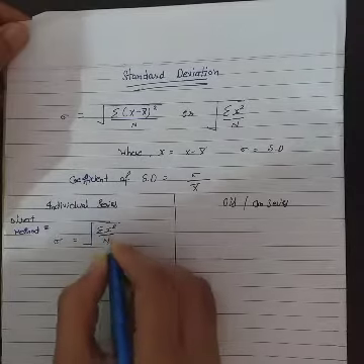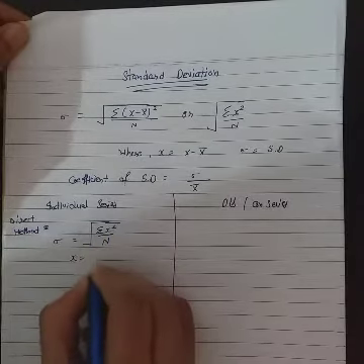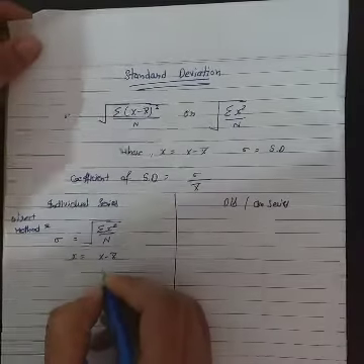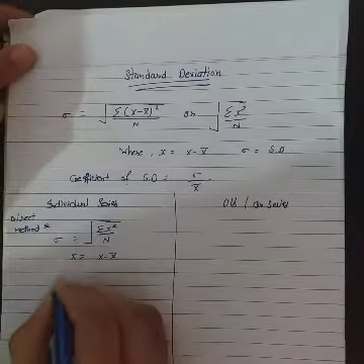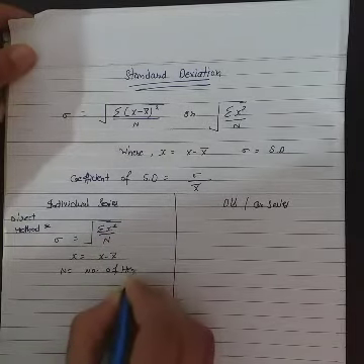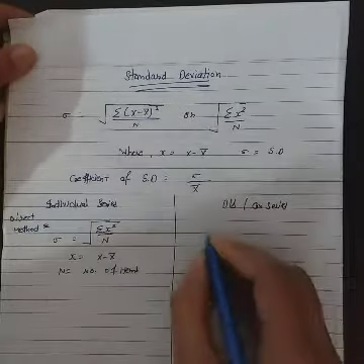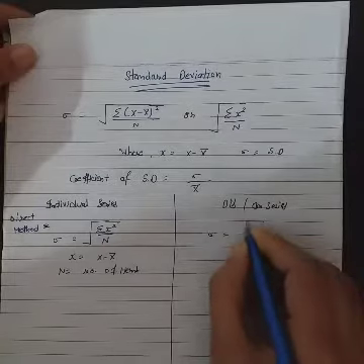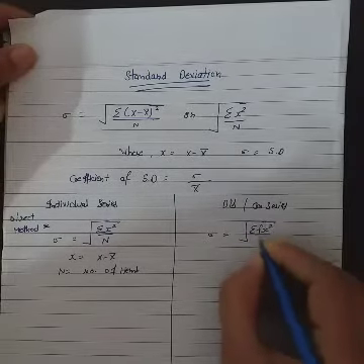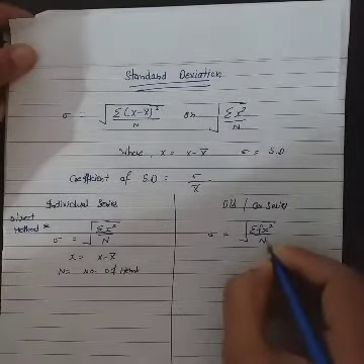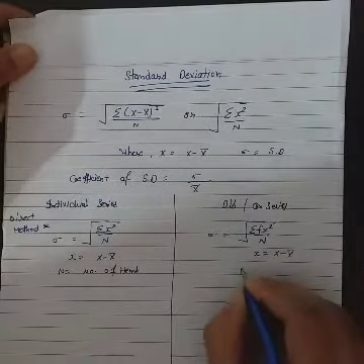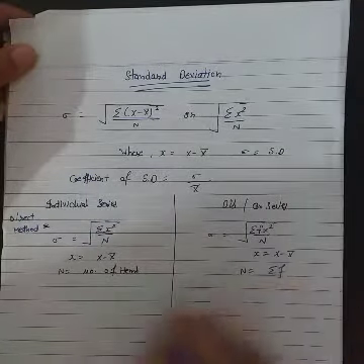Standard deviation is equal to under root summation small x square over n, and small x is equal to x minus mean value, and n is the number of items. For a discrete series, standard deviation is equal to under root summation f small x square divided by n, where x is equal to x minus mean and n is the summation of f.